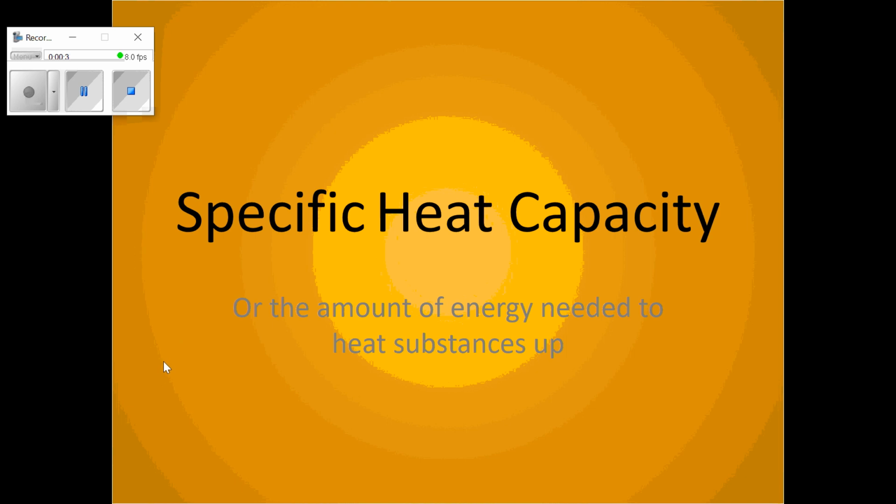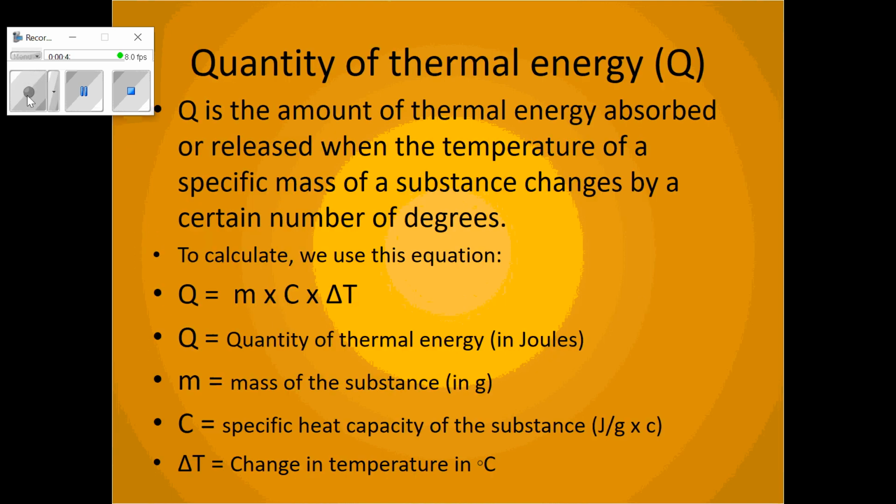So let's start with what is specific heat capacity. It is the amount of energy it requires for a substance to heat up to a certain degree. With specific heat capacity, we also need to look at the quantity of thermal energy. When you think about it, it's almost like the total amount of energy for something to absorb or release in order for it to change by 1 or 2 or however many degrees.